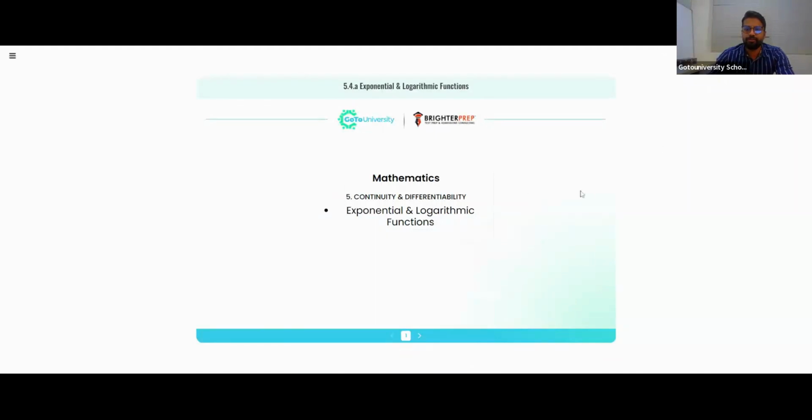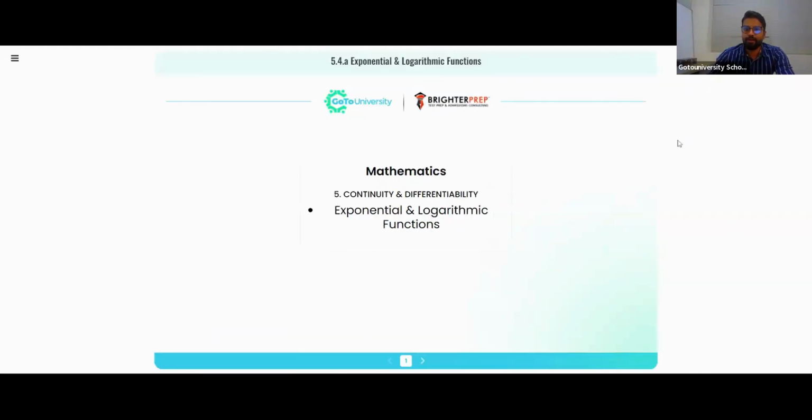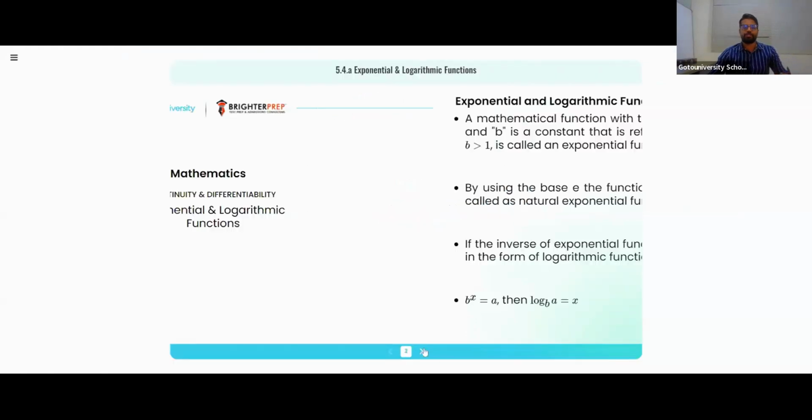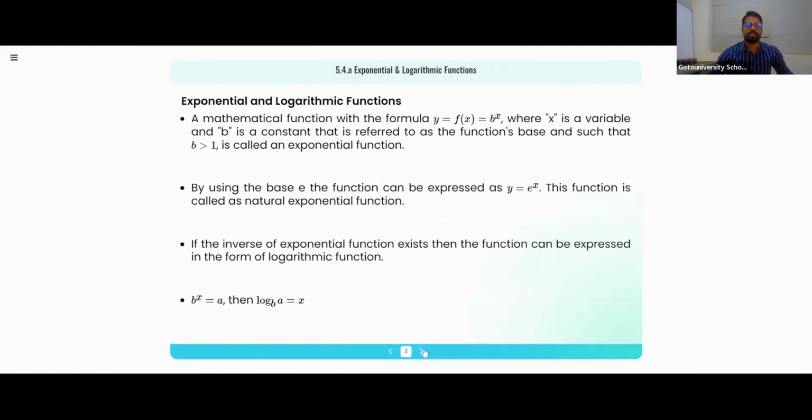Exponential function and how it differs from the logarithmic function, and the basics of this, because just like we understood inverse trigonometry, we have to understand these functions as well. What is an exponential function? A mathematical function with the formula f(x) equal to some constant to the power of a variable, or a variable to the power of a variable in exponential format, is called an exponential function.